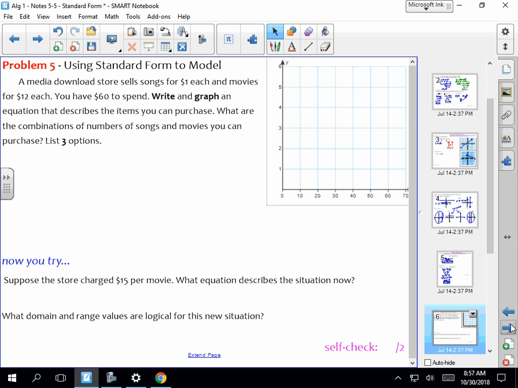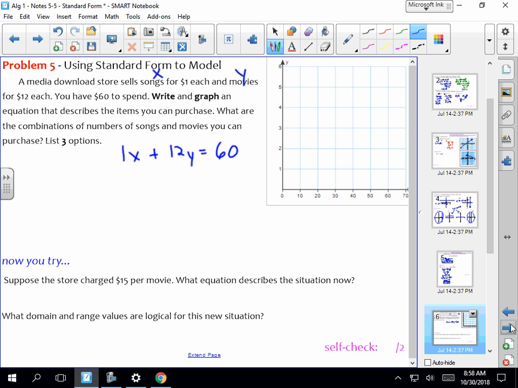if you really only have $60 exactly to spend and you're going to spend that amount, it would be a discrete graph. If you could buy part of a movie or part of a song, I guess you could have things in between. But it says a media download store sells songs for $1 each and movies for $12 each. So we might have, if x represented songs and y represented movies, then we would have 1x plus 12y equals 60. So that's the equation.